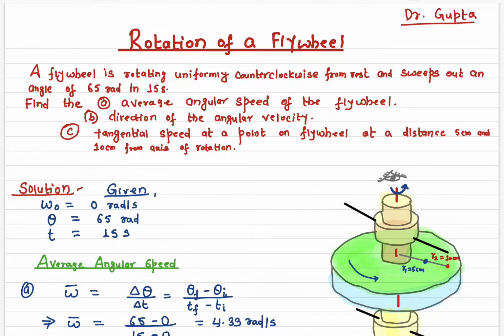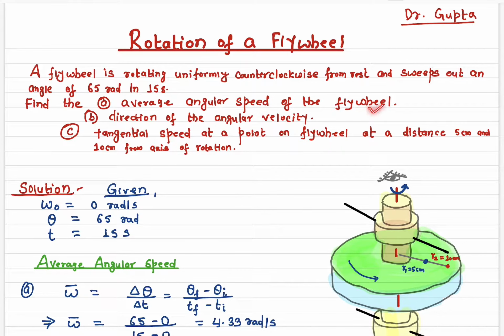In this video, I will talk about the rotation of a flywheel. So we are given a flywheel. A flywheel is simply a heavy spinning disc, and it is rotating counterclockwise, and it starts from rest and sweeps out an angle of 65 radian in 15 seconds.